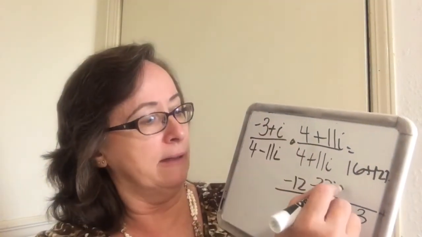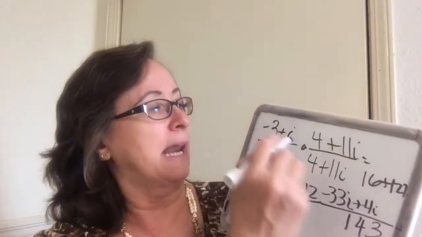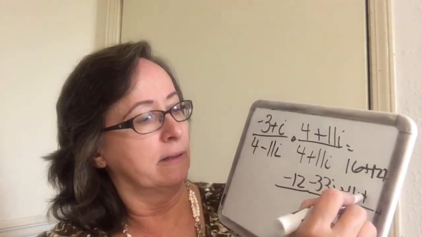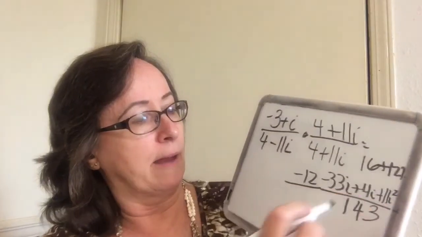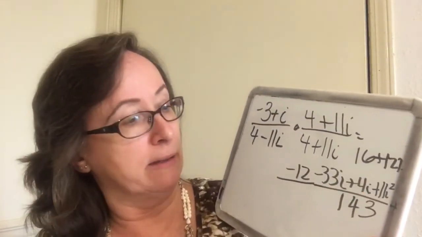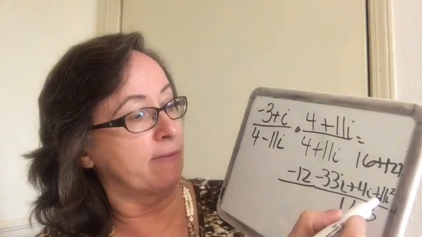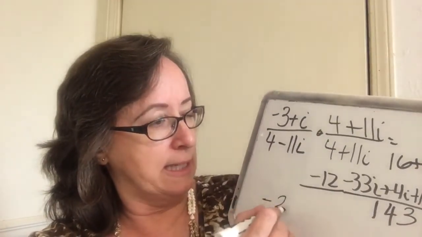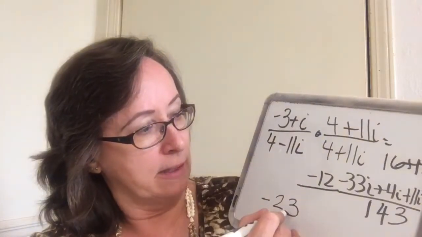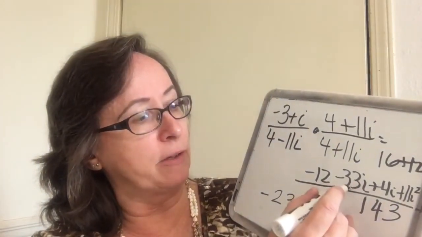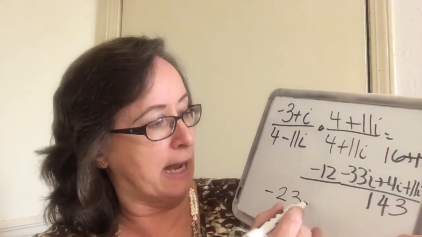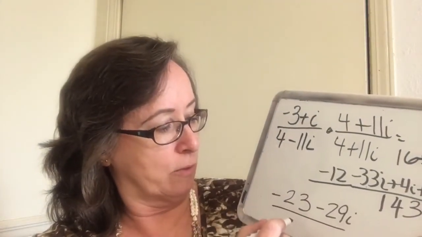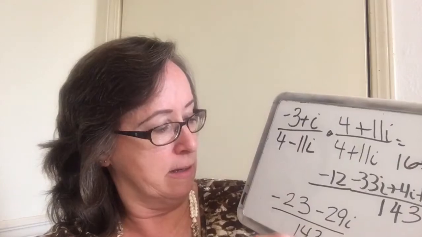Inside is 4i. And last is 11i squared. Okay, but i squared is negative 1. So this is going to become a negative 11, and a negative 12 is going to be a negative 23. And then my negative 33i and my positive 4i is going to be a negative 29i all over 143.